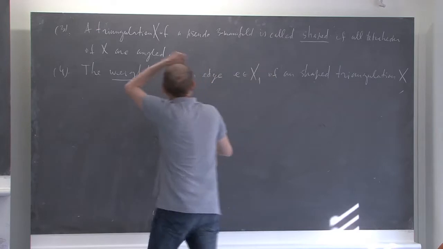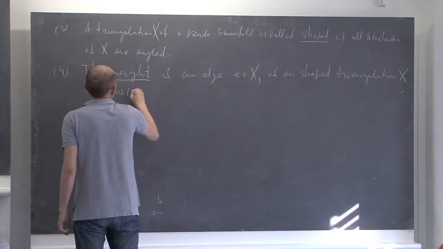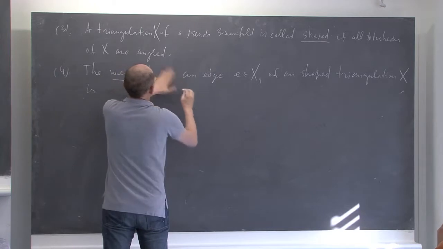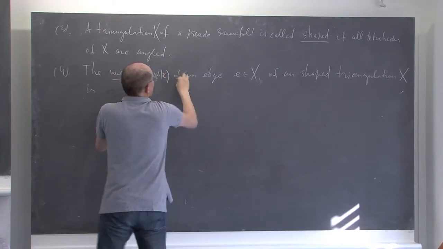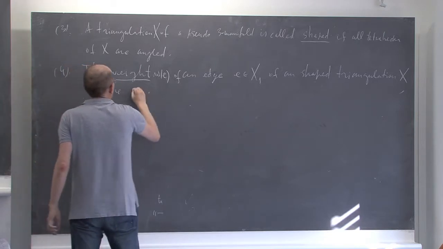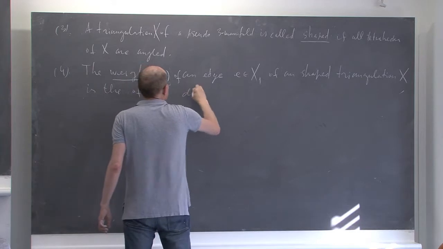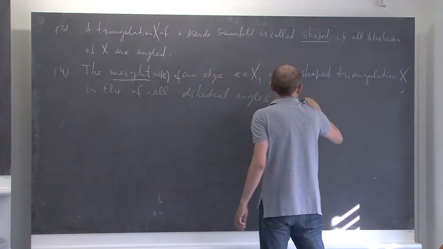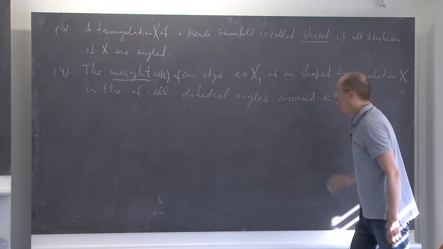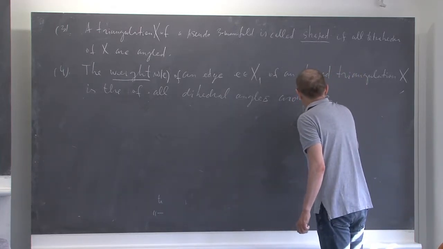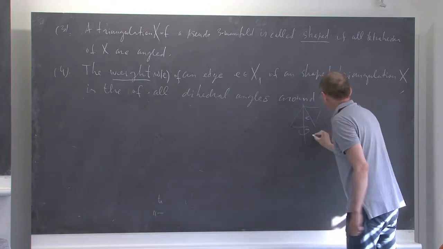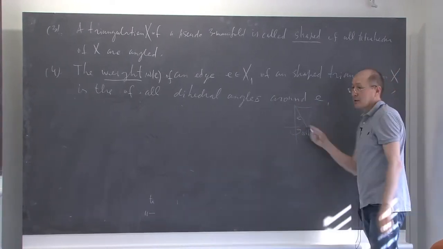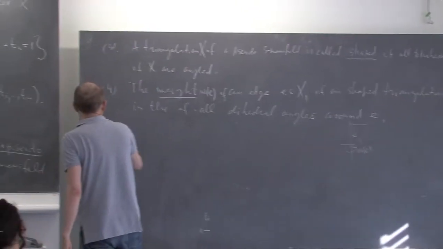X, the weight WE of an edge E is the sum of all dihedral angles around E. Okay, so if we have an edge E, then WE is just the angle which we collect by summing all the angles around it. Okay, so this is the weight of that edge.